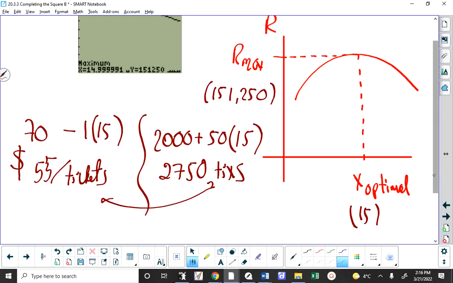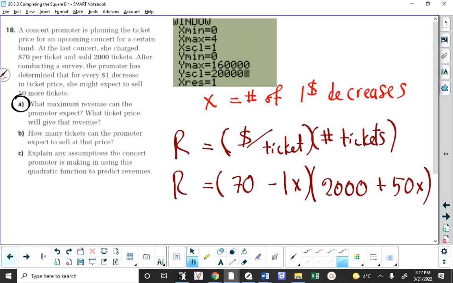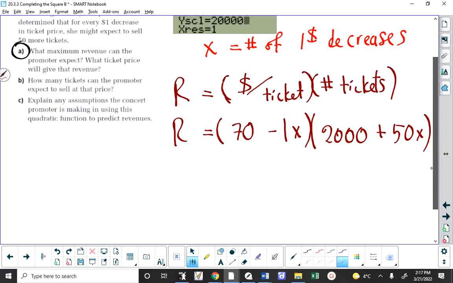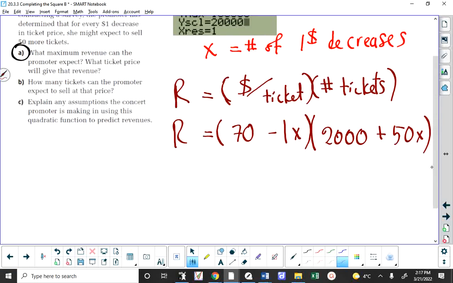But what if it's a written response? You do all that and it's a written response, I'll give you 1 mark, maybe 1.5 out of 5 for coming up with the equation. So if it's a written response, this is what you would have to do. And again, be very careful, because it could be that you're told the ticket price is going up or down. It depends on the situation.